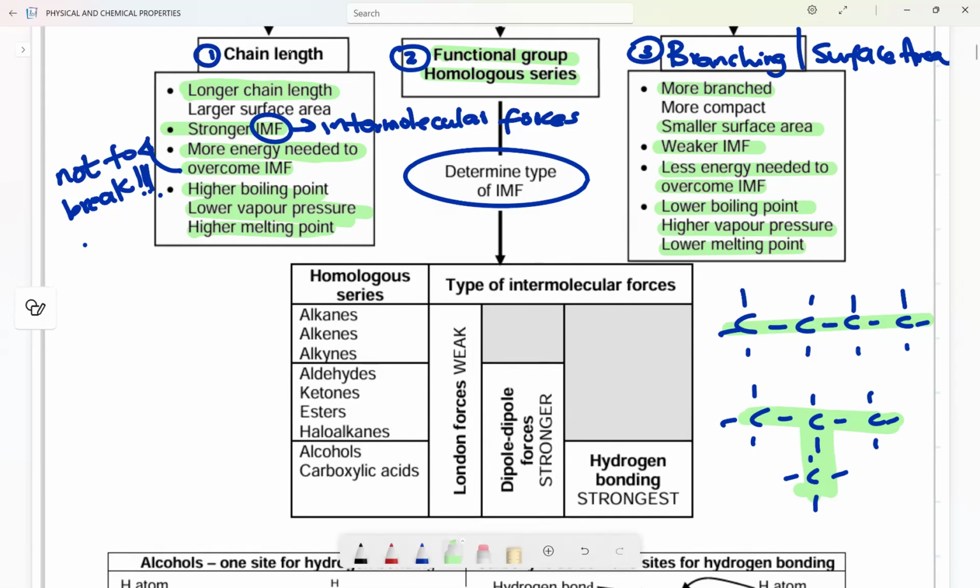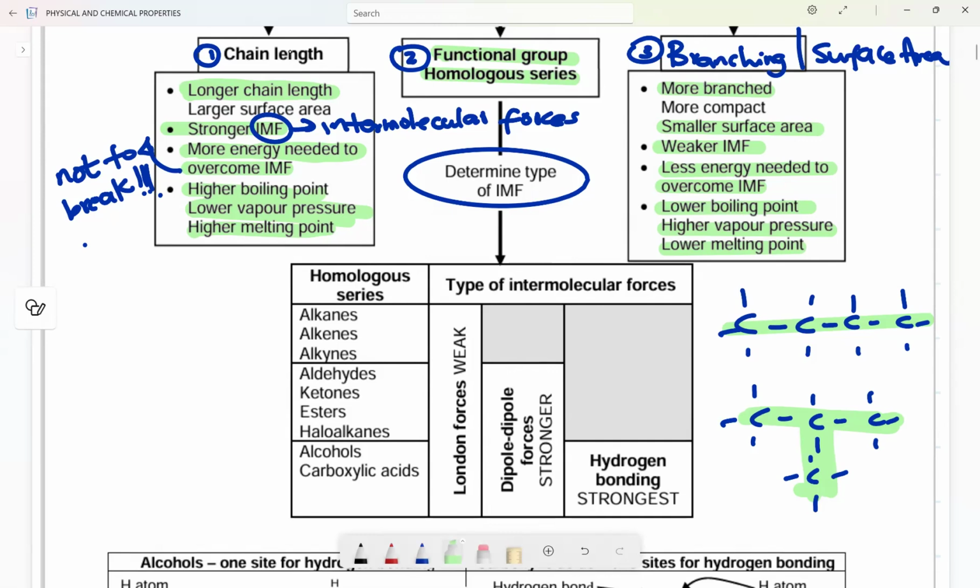Then alkene, we had a double bond. Then alkyne, we had a triple bond. So that is what we refer to as a functional group. It makes that compound unique. Okay, so now we have types of intermolecular forces.